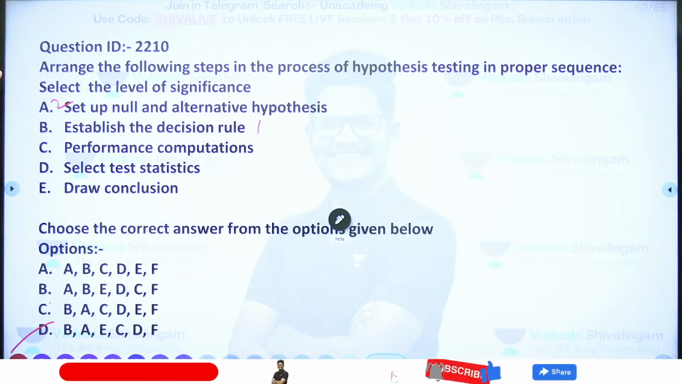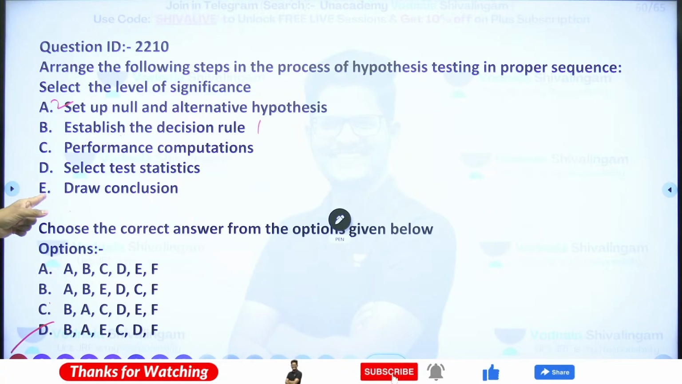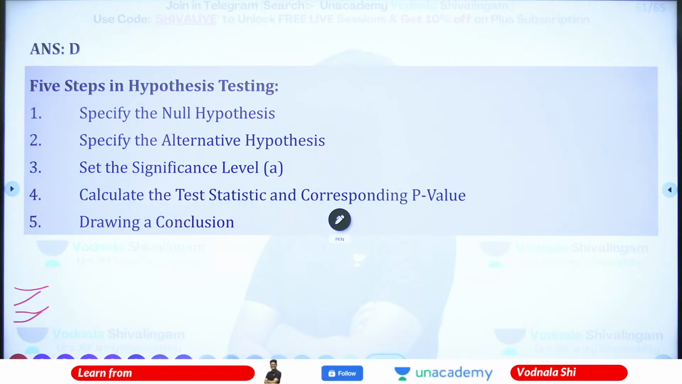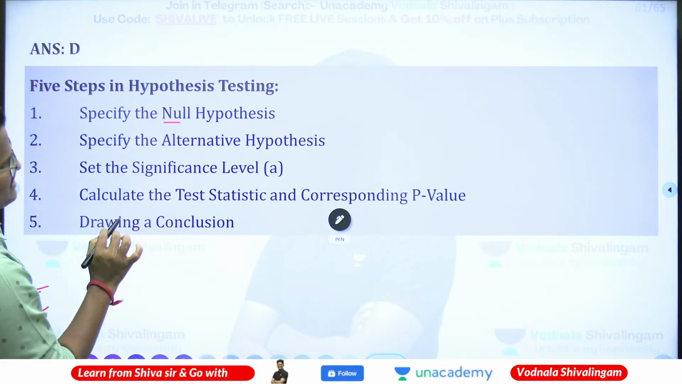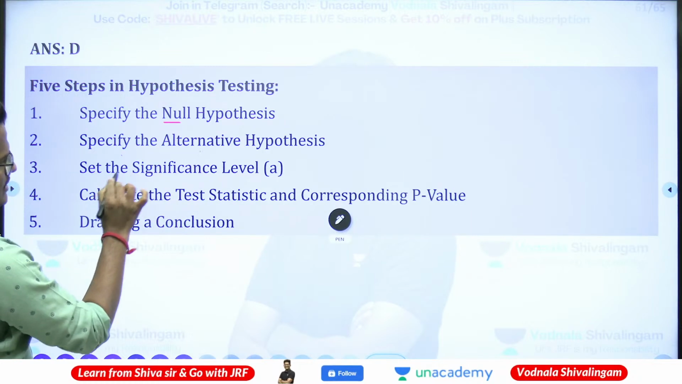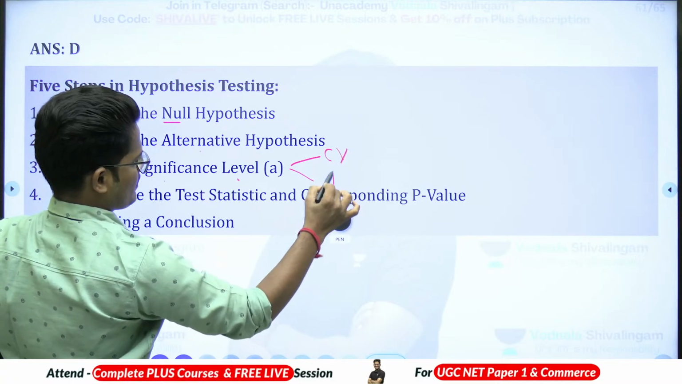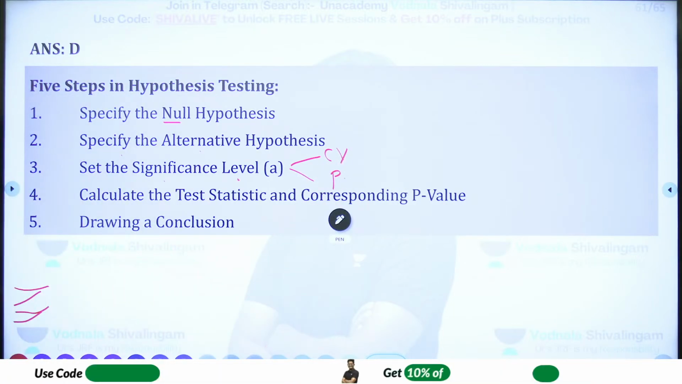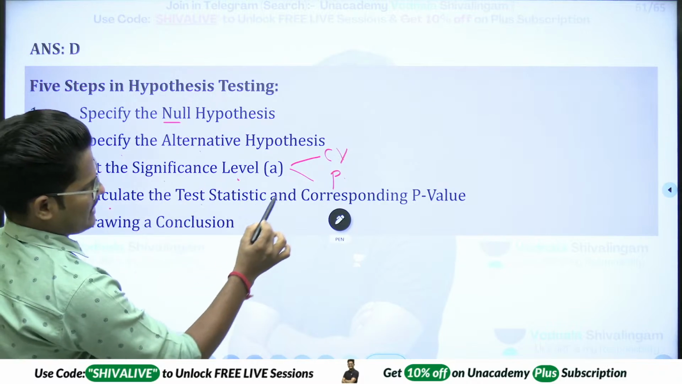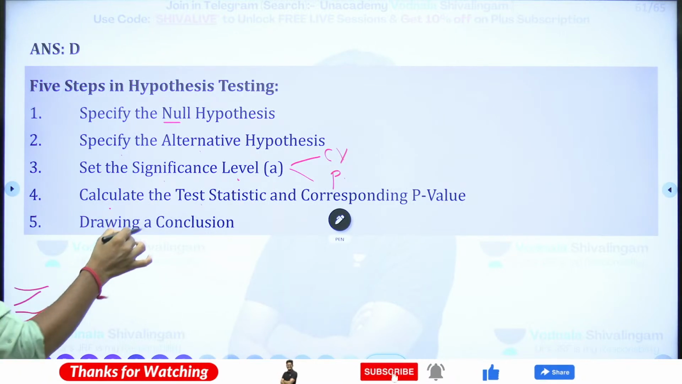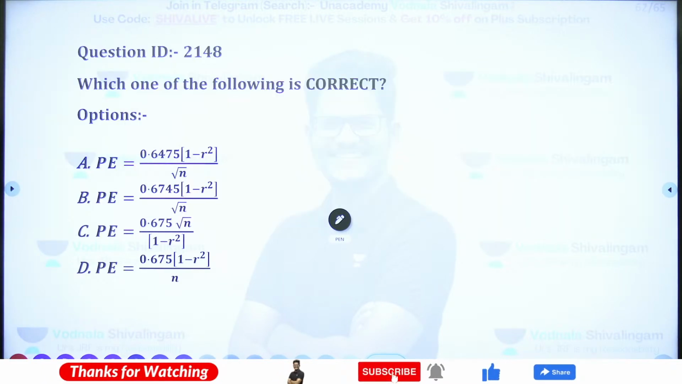Something is missing in the question. Hold this question. I think somewhere something is missing; either F is not there or the sequence is wrong. Let's leave it. But the usual sequence in hypothesis testing is that first we specify the null hypothesis, later the alternative, next set the significance level and compare it with either a critical value or a p value. You need to choose between the two situations. So calculate the test statistic or the corresponding p value, either one, and based on that draw the conclusion.